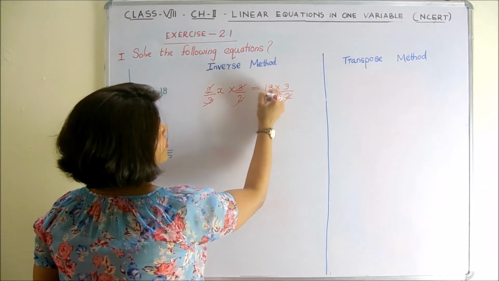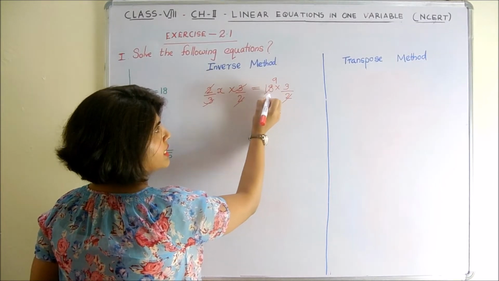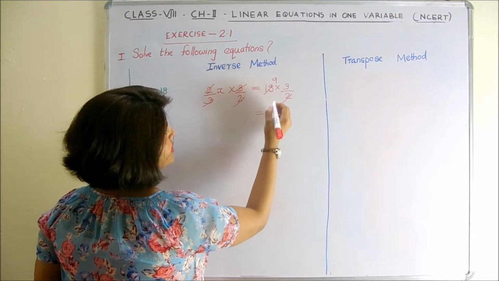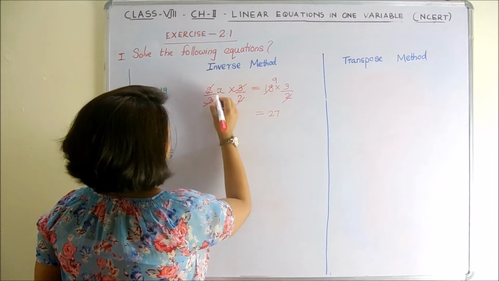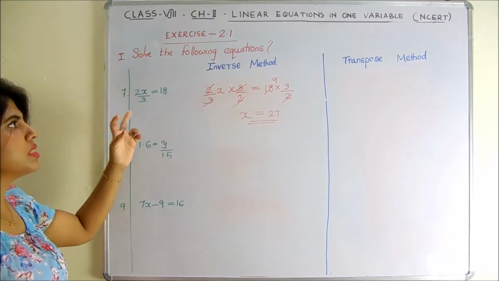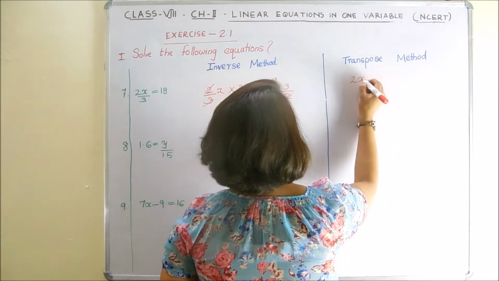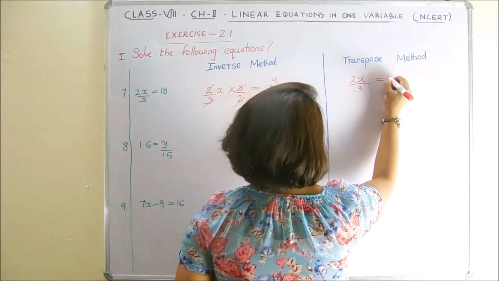And here what will remain? 2 in 18, 9. And 9 3s are 27. So x equal to 27 is the solution of this equation. And using the transpose method, how can we solve this? 2x by 3 equal to 18.